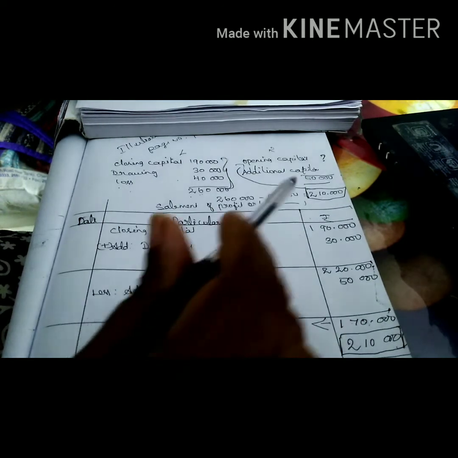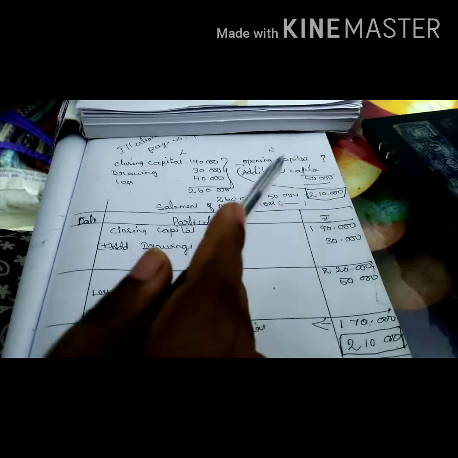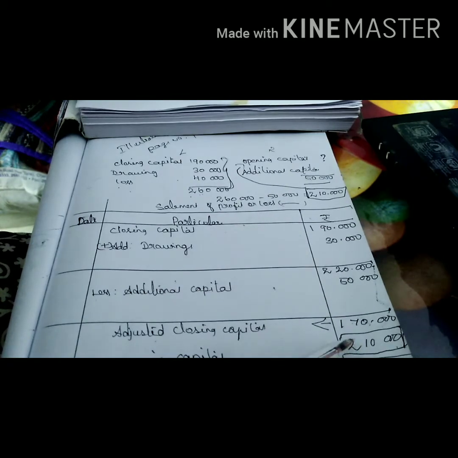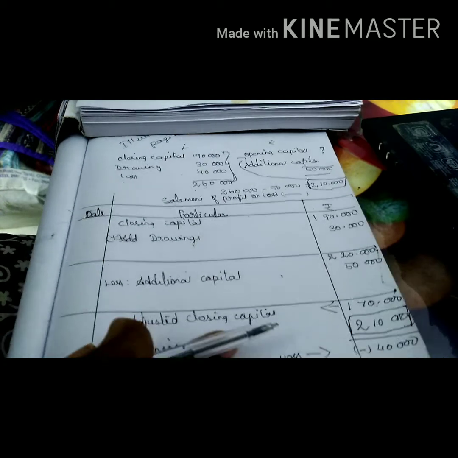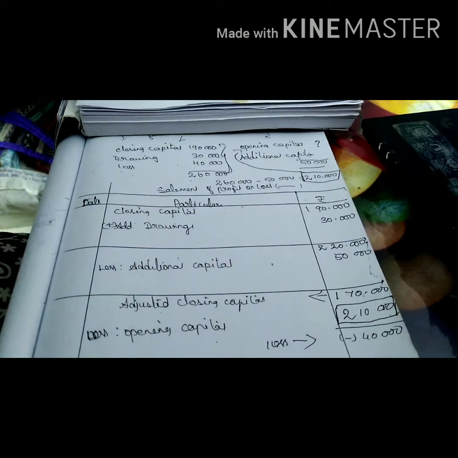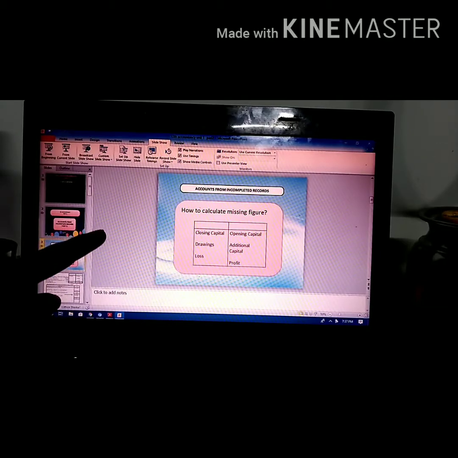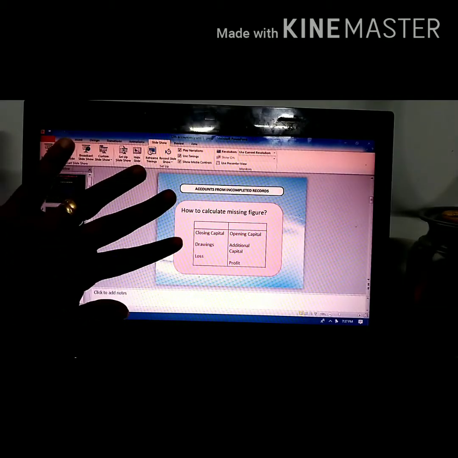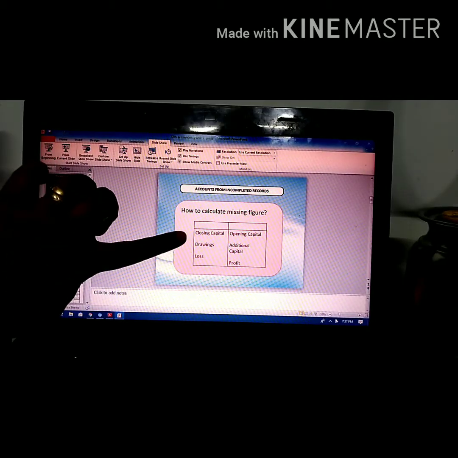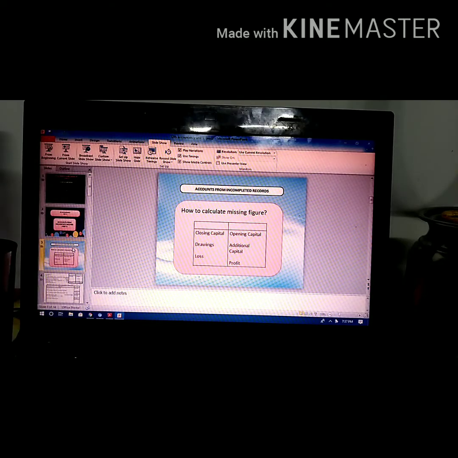From the adjusted closing capital, I already found the opening capital. So I have to put this amount here. After putting this amount, I have to find out the profit or loss. Likewise, you have to prepare the statement of profit or loss. If you have any doubt, you ask me, I will clear your doubt. Children, I already explained illustration 3. This is how to calculate a missing figure. You have to use this small method to find the missing information.